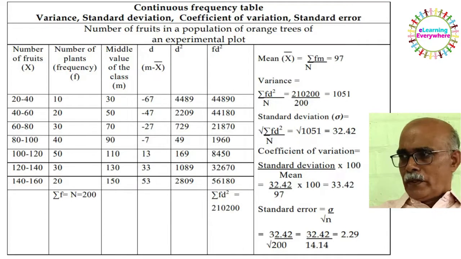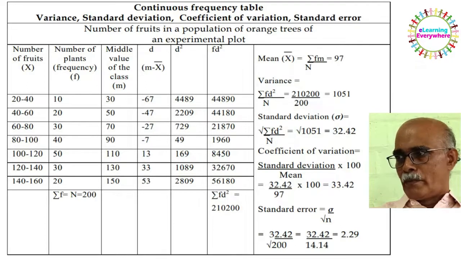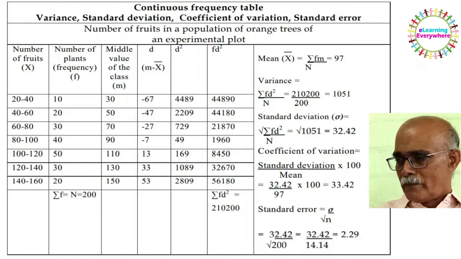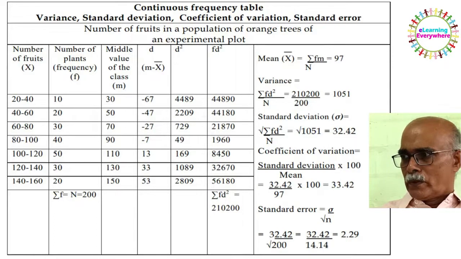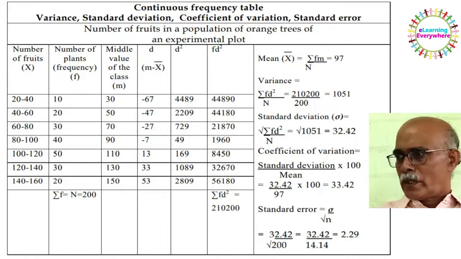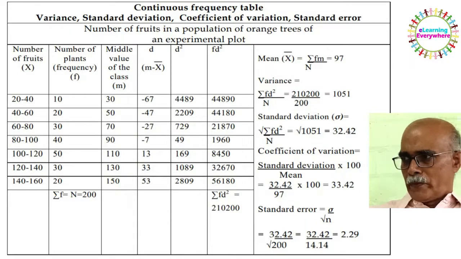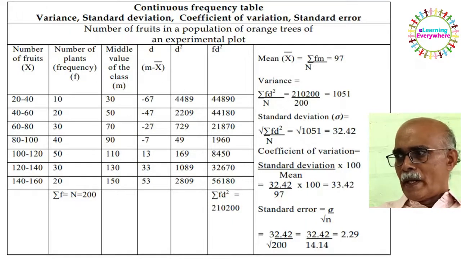And then comes the coefficient of variation, and coefficient of variation is standard deviation by mean into 100. And it is equal to 32.42, which is the standard deviation, divided by mean 97 into 100. It is equal to 33.44. So coefficient of variation here is 33.4.